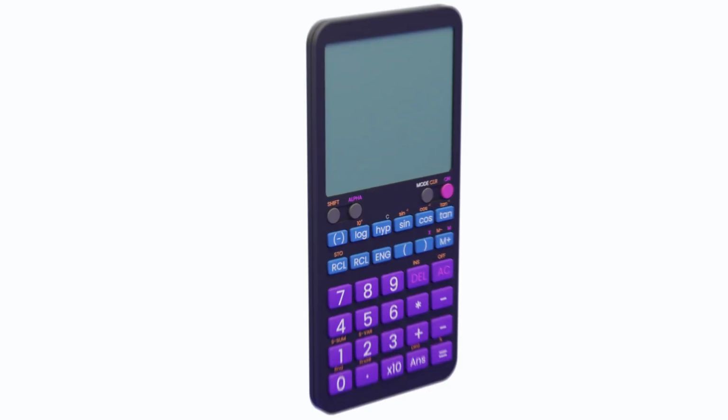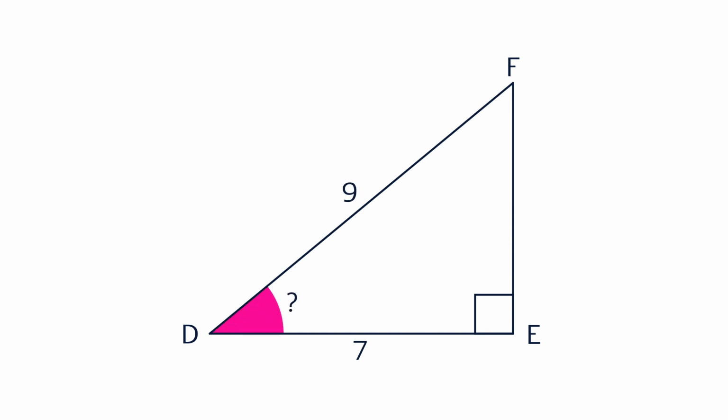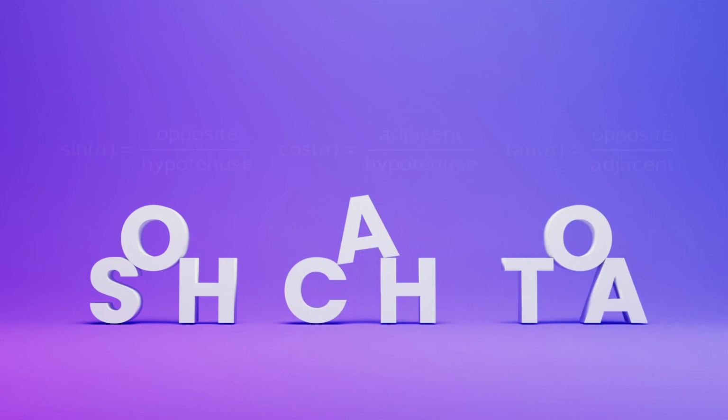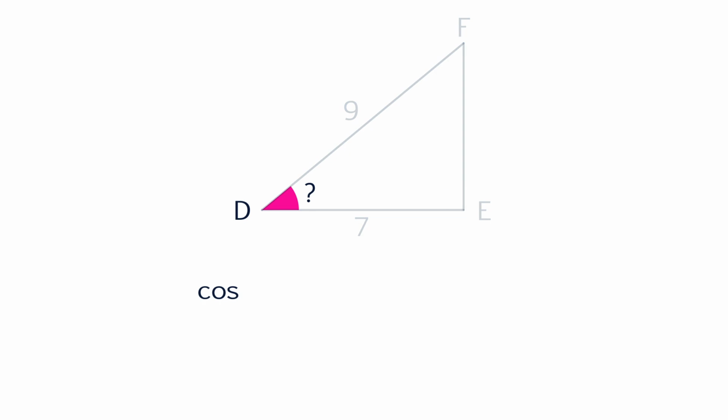Let's look at a different example. Given a triangle DEF, where E is a right angle, DE has the length of 7 and DF equals 9. You want to find the size of angle D. So, here DE is the adjacent side, A, and DF is the hypotenuse, H. Using SOHCAHTOA, you find that you need the cosine formula. Cosine of angle D equals DE over DF.